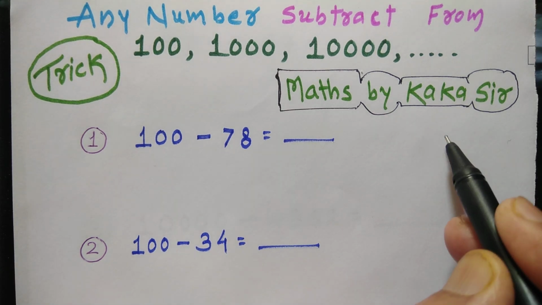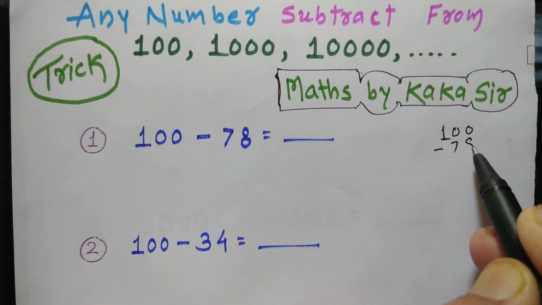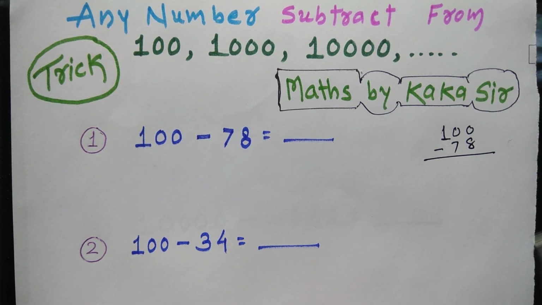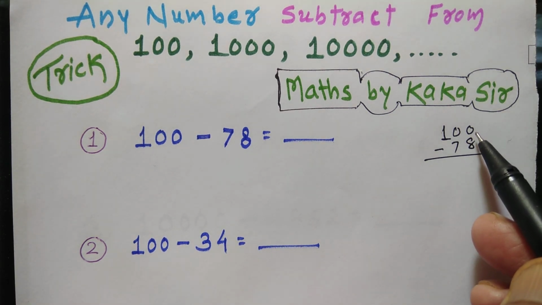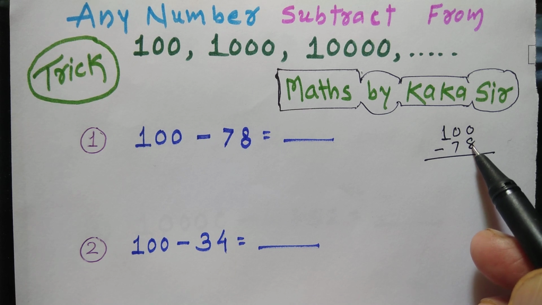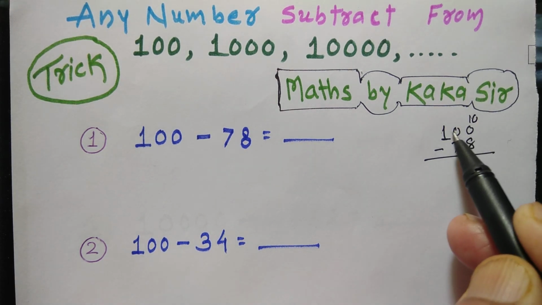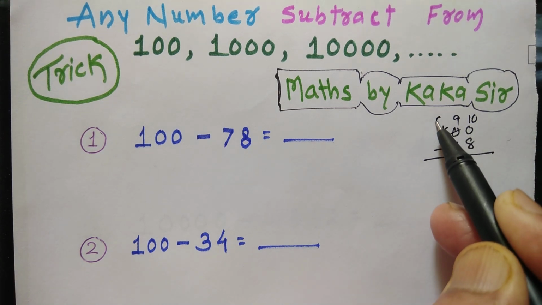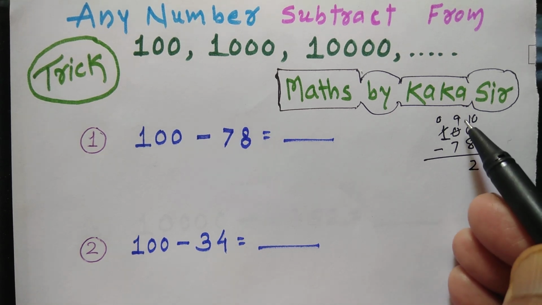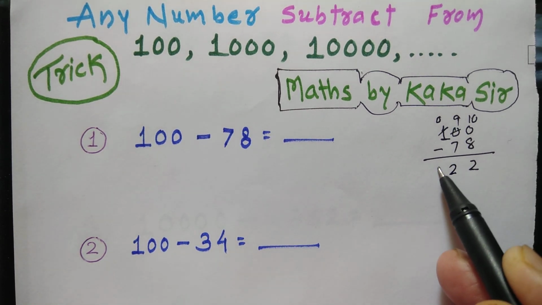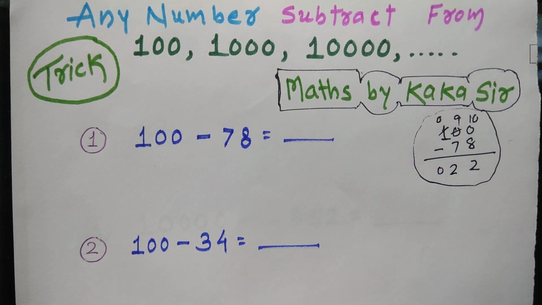Let us study how to find out 100 minus 78 speedily. Dear students, when we subtract 100 minus 78 with the traditional method, 8 cannot be subtracted from 0, so we take tens from here; this becomes 9 and this will be 0. 10 minus 8 is 2, 9 minus 7 is 2, and 0. By this process we can get the answer.